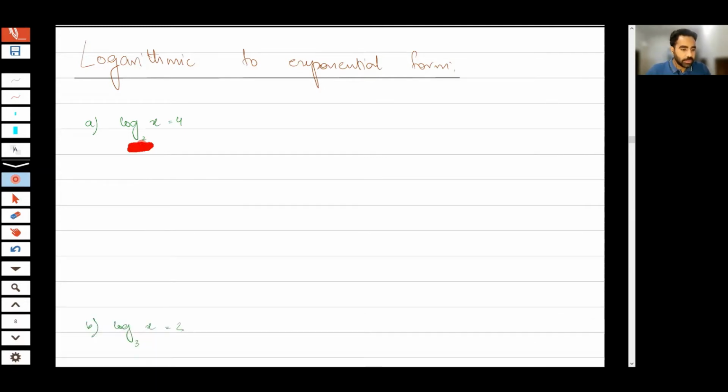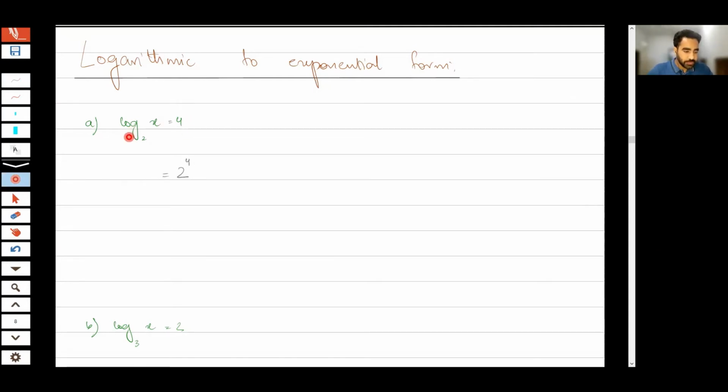What you have to do is your base of the log will come over here. Okay, the base of the log is 2. It will come over here, and whatever is the result would become the power. Okay, so I can write equals to sign. So base of the log, which is 2, would come over here. So it would take the place of 4. My 4 would become the power of 2.